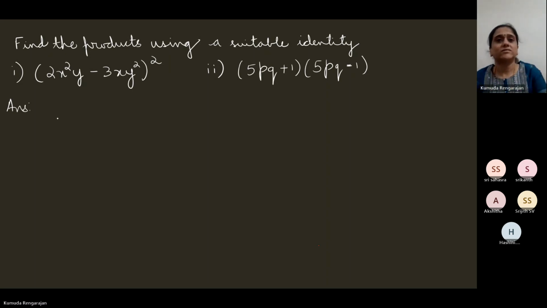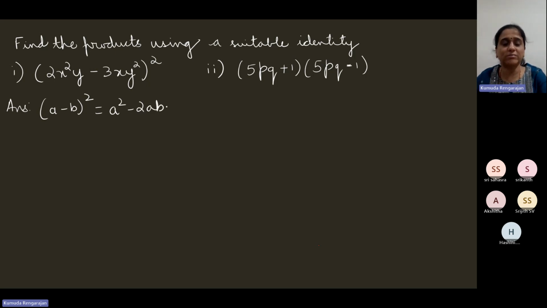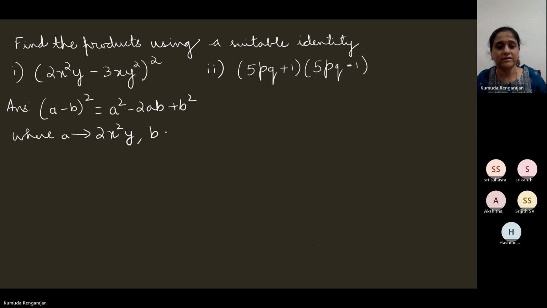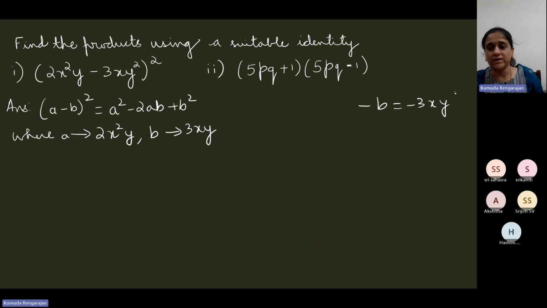Okay. So the identity for the first one is (a minus b) the whole square, equals a squared minus 2ab plus b squared. What is a? 2x squared y. And what's b? 3xy squared. Minus b is minus 3xy squared, so b is 3xy squared.